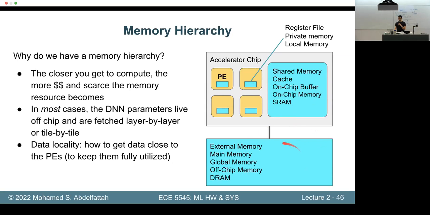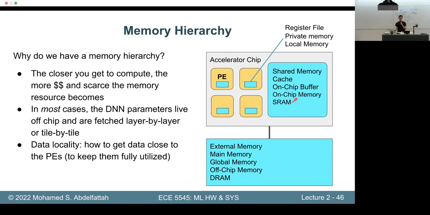Finally, you would have this chip that's connected, usually through a PCB but now often in the same package as well. It's a different chip called external memory, sometimes main memory, global memory, off-chip memory, or DRAM. There's also HBM now, which is a stacked version of DRAM. So in most cases, your model lives here. Your deep neural network lives in external memory.